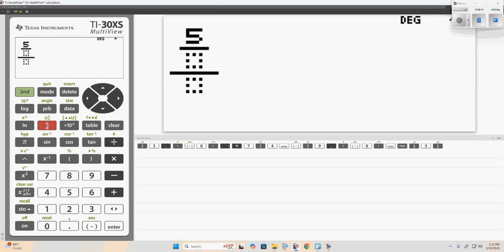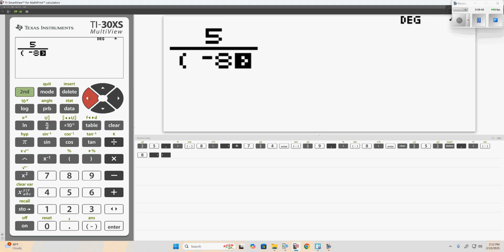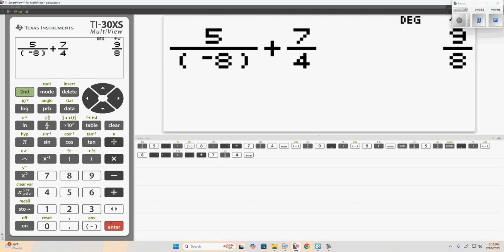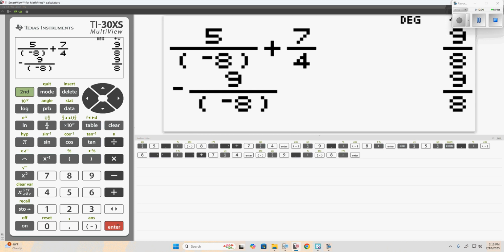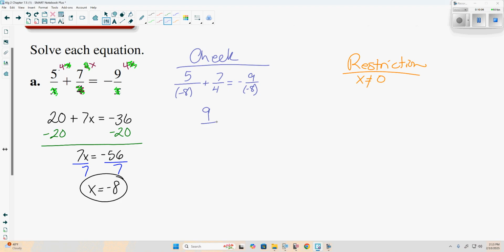So we'd have 5 over negative 8 plus 7/4, giving us 9/8. The other side, we had negative 9 over negative 8, which is also 9/8. So all that tells us that when we plug in negative 8 into this equation for x, it tells us that 9/8 is equal to 9/8. That's a true statement, so it is the solution. Questions on this here?